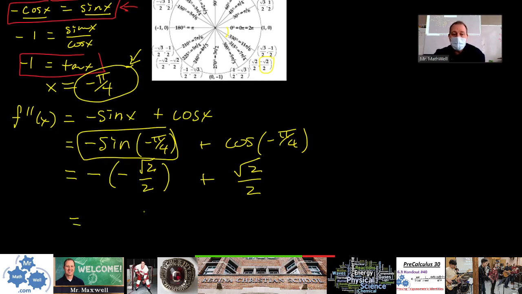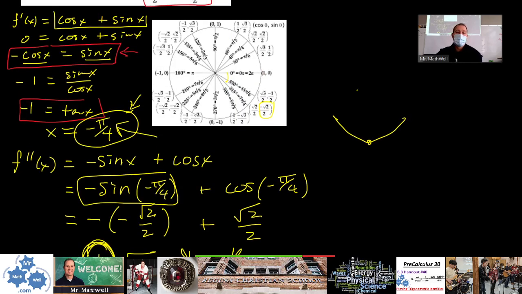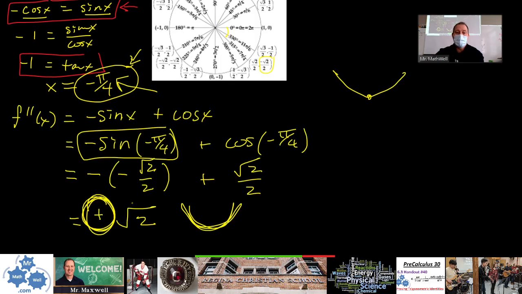Now, the value doesn't matter so much as the sign, right? So if I'm adding these, it's just positive root 2, isn't it? The only thing you're concerned about is the positive or negative nature of that value. And so because this is concave up, guess what this critical number yields us? It's a local what? Minimum. Yeah. So, going back to the question, find the local maximum and minimum values. It appears that we only have a local min at x equals negative pi over 4.